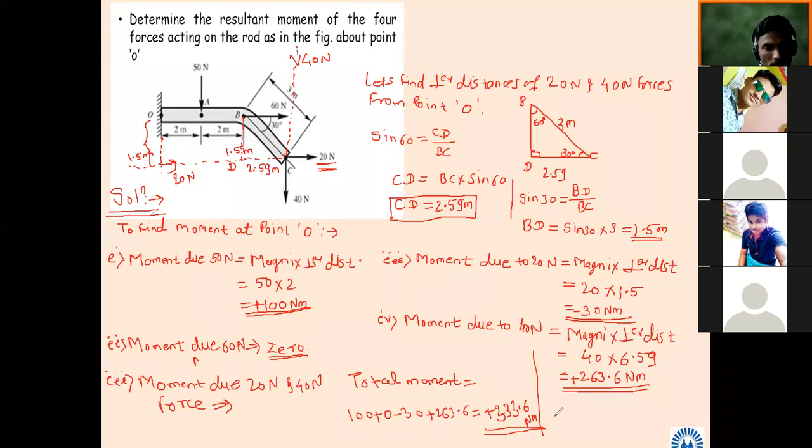Understood? Most important, problems like this will be there for your exam. Like this problem you will get 333.6 Newton meter plus. What does plus indicate? Clockwise direction. Whatever moment is there, it is having clockwise direction. Understood? Shall we go next?